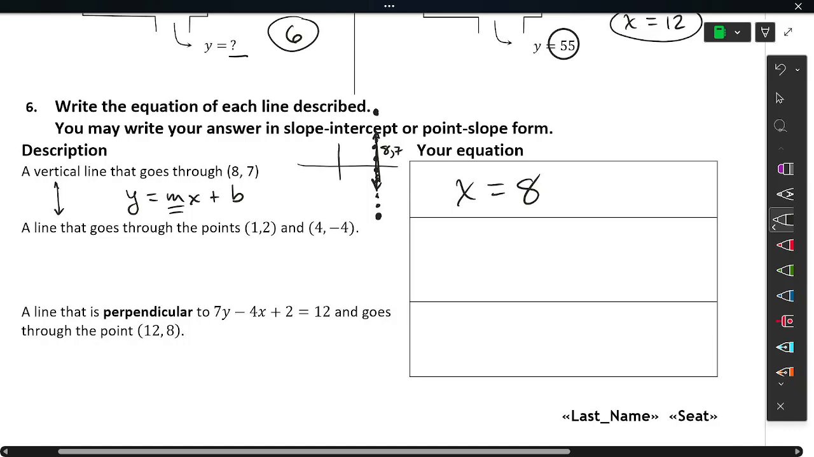Something similar happens for a horizontal line, right? You would just say the y's are all equal to a constant. But this is the equation of the line in which all the x values are 8. It's a vertical line.